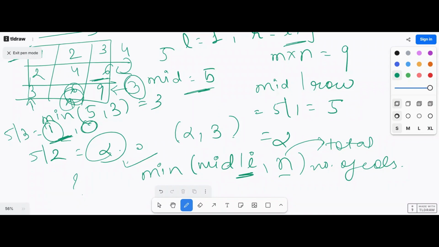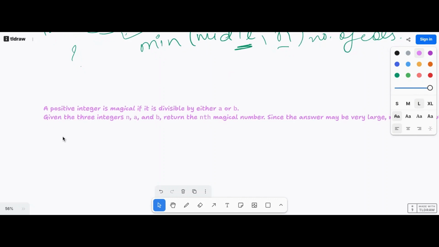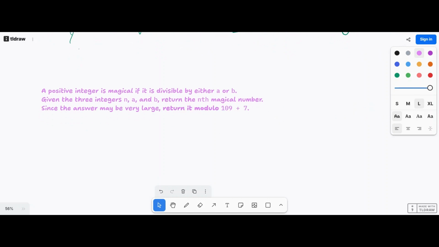So we have another question. Let me paste it over here. Okay, so the question says that a positive integer is magical if it is divisible by either a or b.